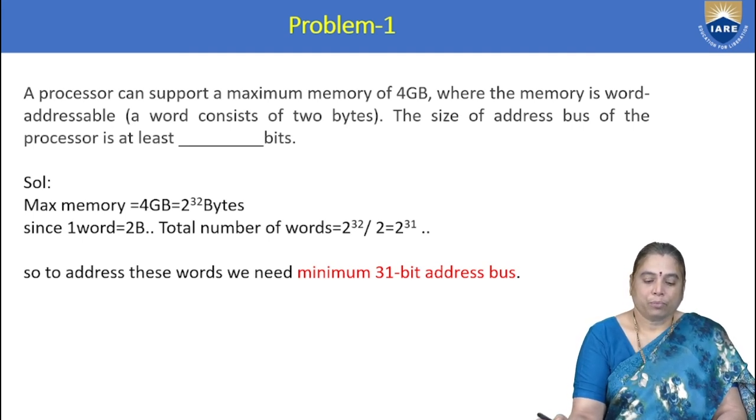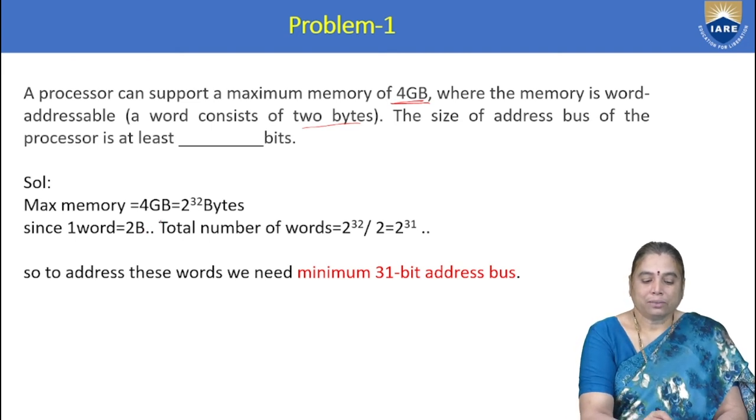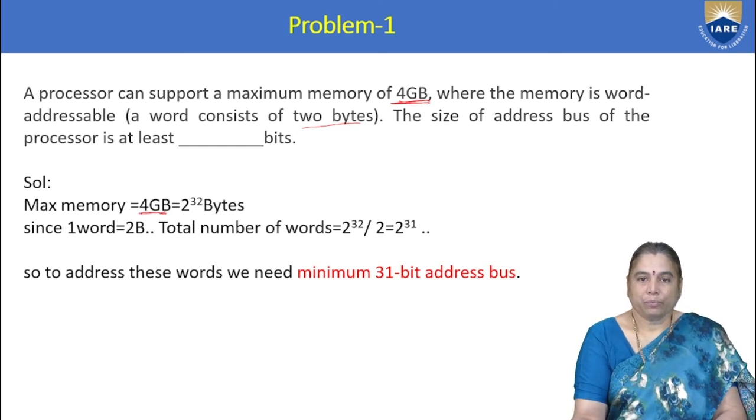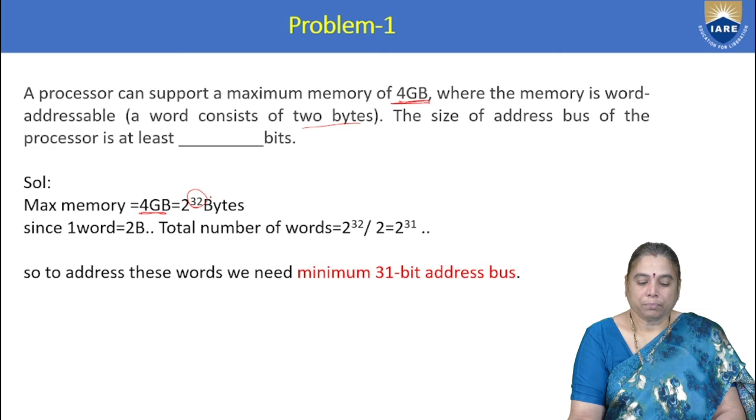So here the first problem is: a processor can support a maximum memory of 4 gigabytes, where the memory is word addressable, and a word generally consists of 2 bytes. A byte is 8 bits, so 16 bits is generally referred to as a word. The size of the address bus of the processor is at least how many bits? So address lines, how many bits have to be processed. Here the maximum memory is 4 gigabytes. So 2 power something has to be equal to 4 gigabytes. 2 power 32 can be used for 4 gigabytes.